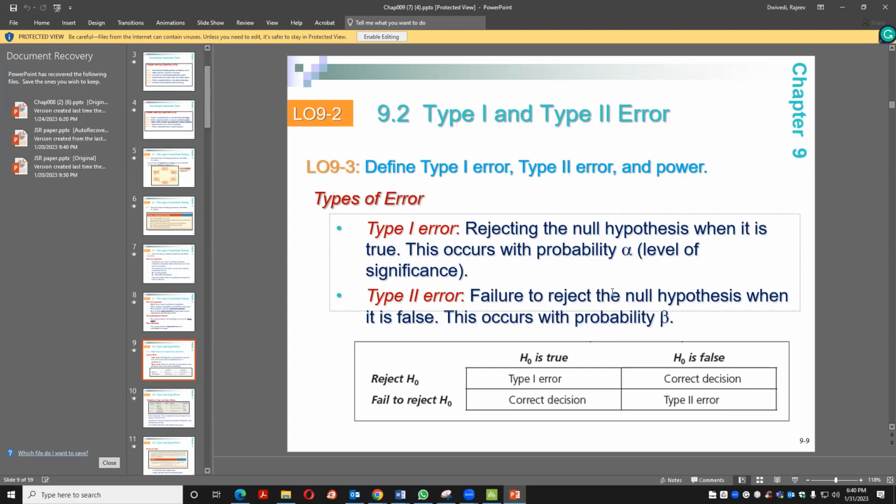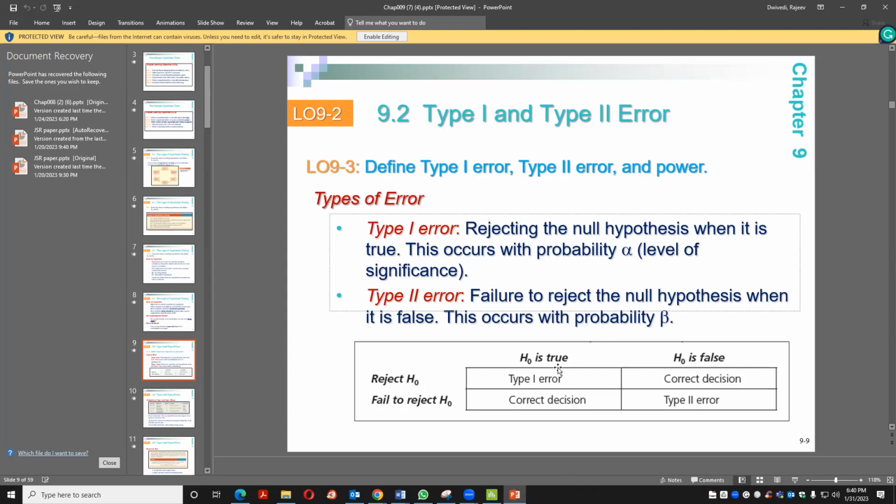Type 2 error is failure to reject the null hypothesis when it is false. This occurs with beta probability. And this occurs when you selected the wrong benchmark value, like I selected 500,000 here. So these are the two errors which are possible when you make your decision.